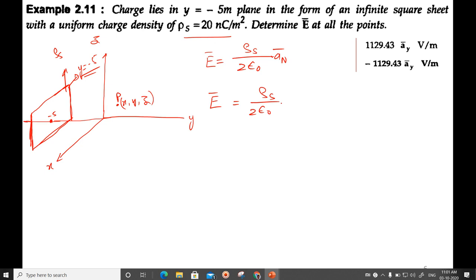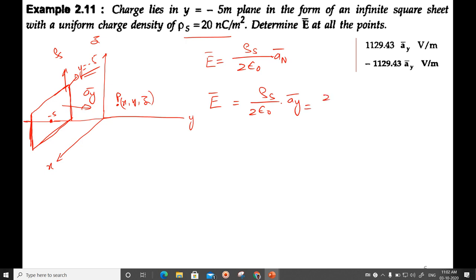So right of the sheet, it is moving in the positive y direction, means it should be a_y vector. If this point P is towards the left of the sheet, it is minus a_y. I hope you got this, right? So it is plus a_y vector. So what is rho_s?